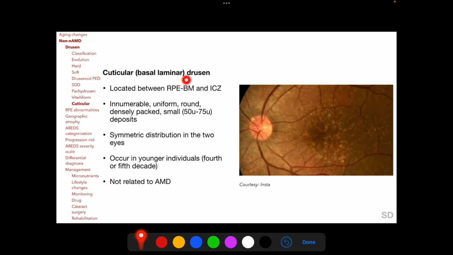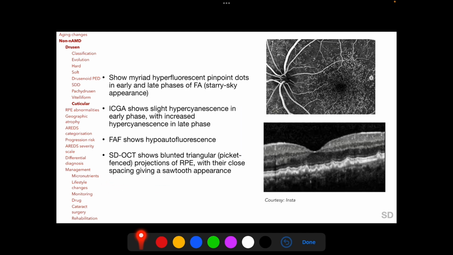Cuticular or basal laminar drusen are also sub-RPE in location and typically appear as innumerable small deposits as seen here in this clinical photograph, which are uniform, round and densely packed and are typically symmetrically distributed in the two eyes of the affected individual. They are characteristically found in younger individuals, and cuticular drusen is not related to age-related macular degeneration. Cuticular drusen typically show myriad hyperfluorescent pinpoint dots in early and late phases of fluorescein angiography as seen in this angiogram, which is called starry sky appearance.